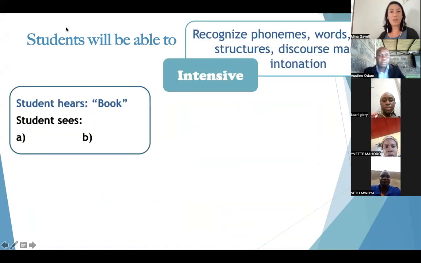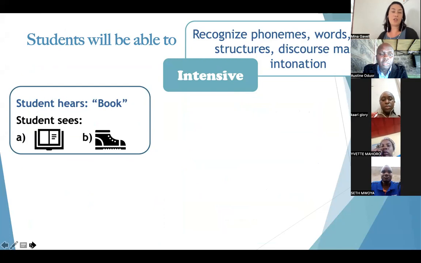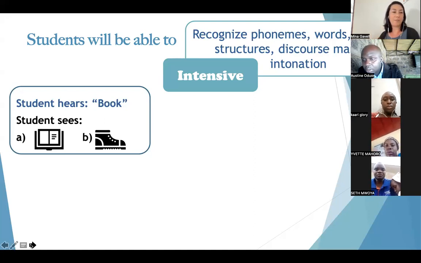All right, so when we are looking at this intensive level of language, which is recognizing phonemes, words, grammar structures, discourse markers, and intonation, we might have a task, for example, like this. Students might hear at a very basic level, for example, the word book, and then they see 2 pictures and they have to determine which is book, right? So they need to be able to hear and comprehend this word or phoneme.